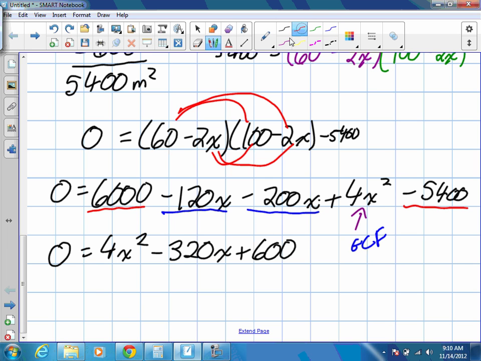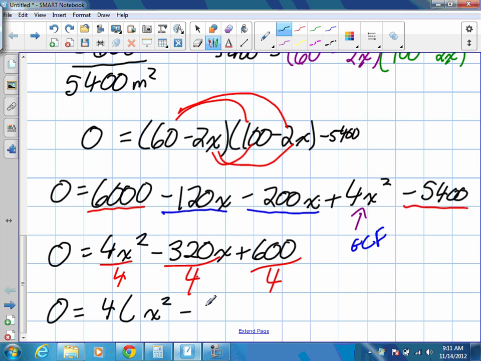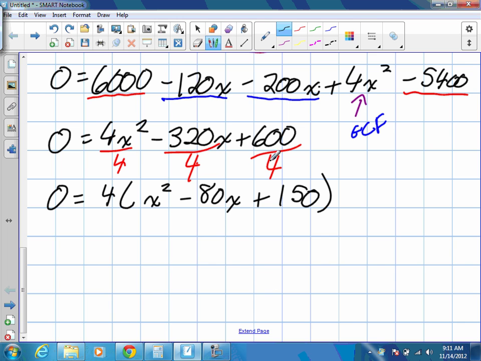We're going to take 4 out of each of these terms and bring it as a common factor to the front of this equation. So we have 0 is equal to 4, then we're left with x squared minus 80x plus, what is it? 150? Yeah, that sounds right. 150. Good. Now we have a trinomial that's been reduced.